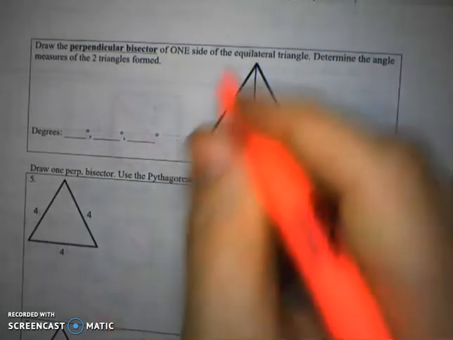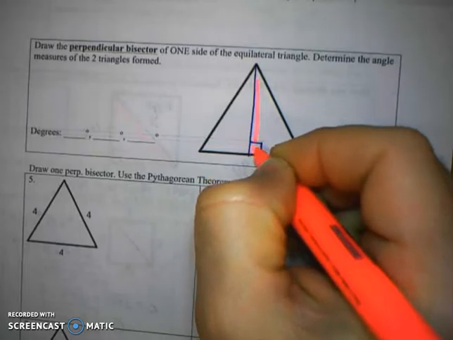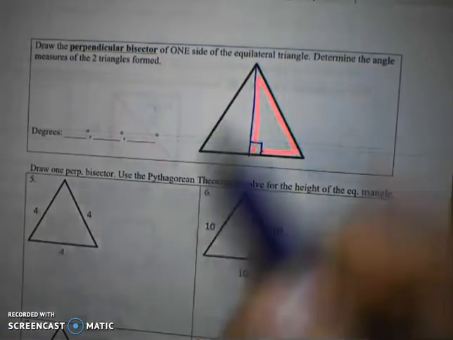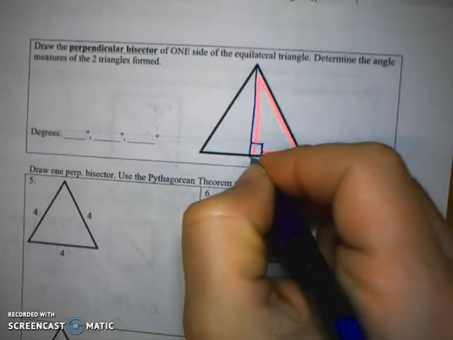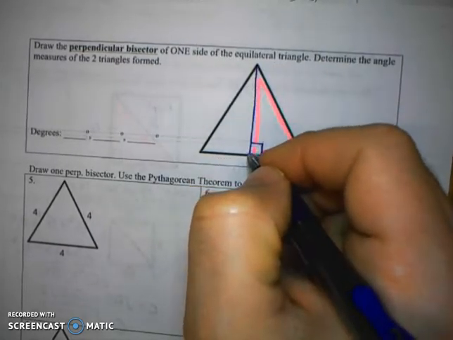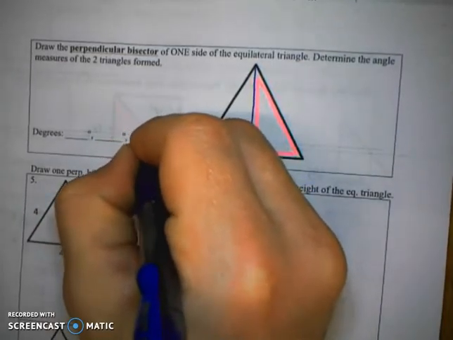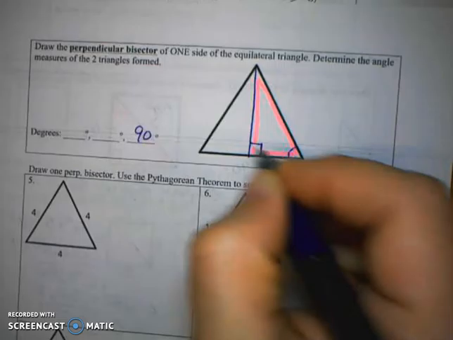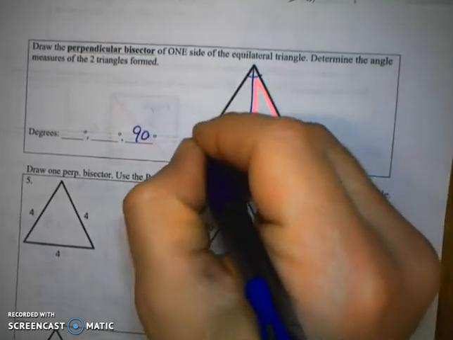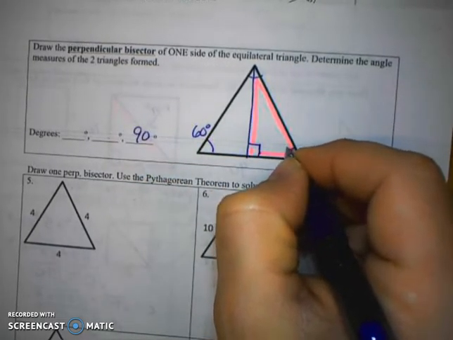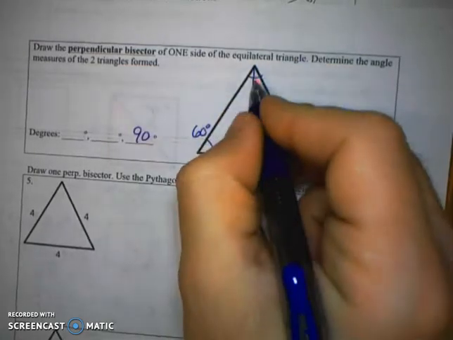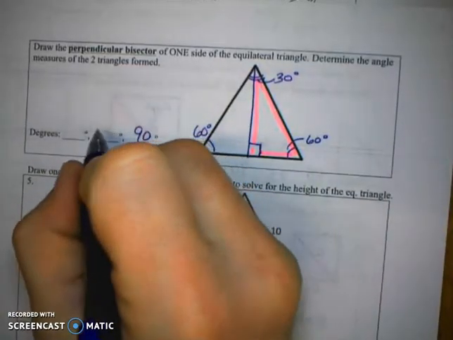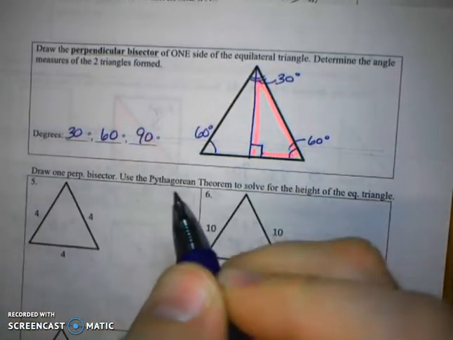Again, we're just looking at that right triangle, that half, where this is the side, and this is half the side, and this is the height. And so we get some angles here. We have a 90-degree angle again. And then this angle, remember that all three angles of an equilateral triangle are 60 degrees. So this is 60. But when I cut this angle in half, that's now 30 degrees. So we have a 30, 60, 90 special right triangle.